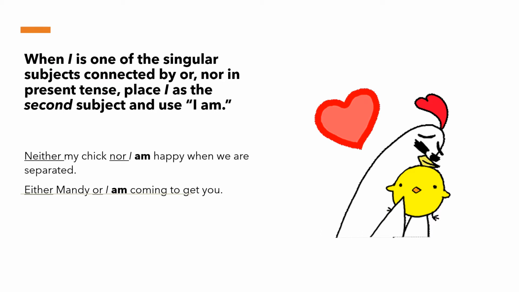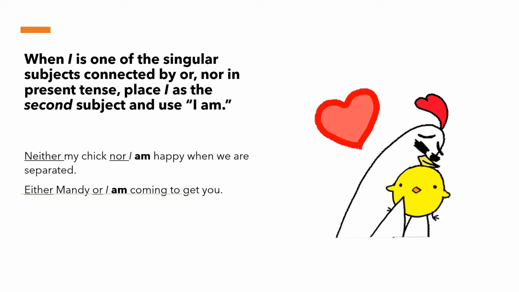Now, when I is one of the singular subjects connected by or or nor in the present tense, you're going to place I as the second subject and use I am. Now pay attention to this one, guys. People misuse this all the time. It's like, well, we just really don't even know how it works, so we'll just say something and hope people figure it out. But that's not what we should do. Let's look at how we should address this, okay?